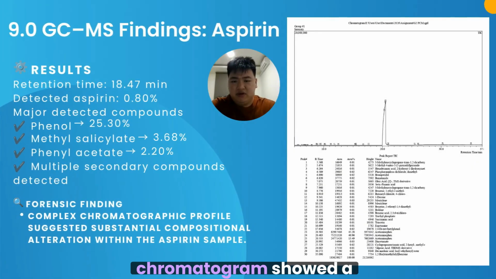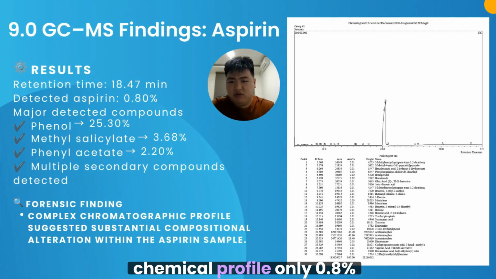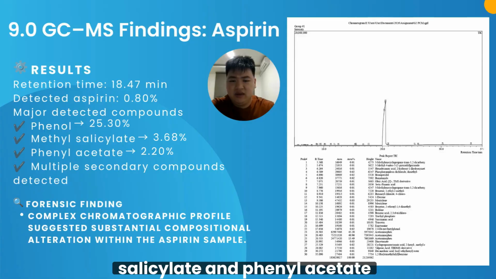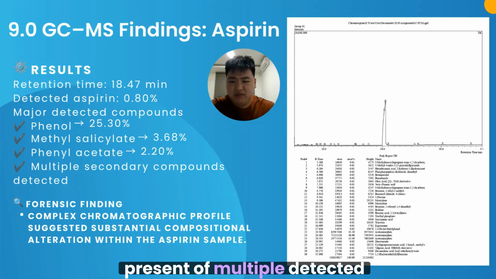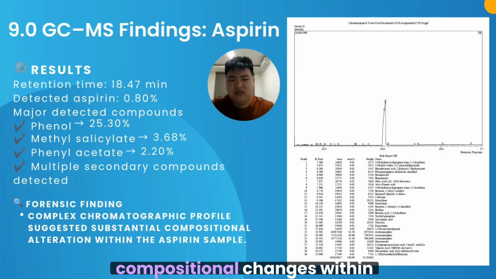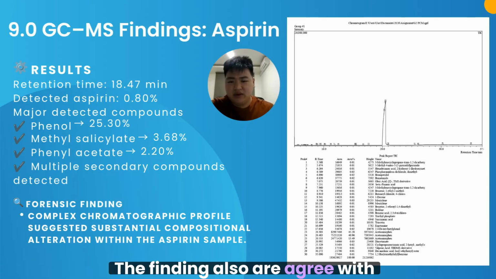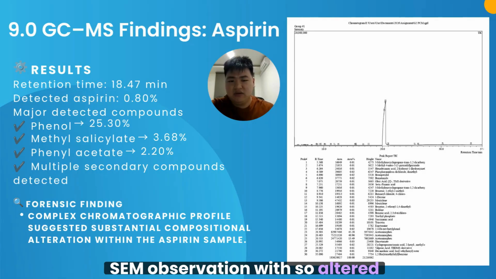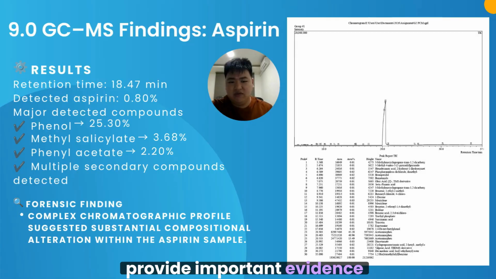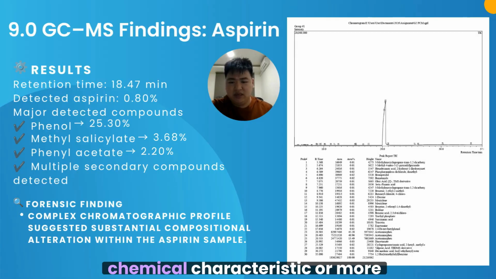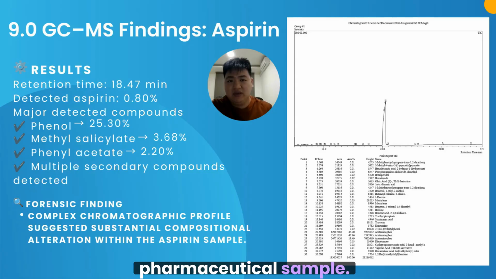In contrast, the aspirin chromatogram showed a considerably more complex chemical profile. Aspirin was detected, while several secondary compounds including phenol, methyl salicylate, and phenyl acetate were identified. Compared with paracetamol, the presence of multiple detected compounds suggests substantial compositional changes within the sample. The finding also agrees with the SEM observation, which showed altered particle morphology. Therefore, the GC-MS results provide important evidence for distinguishing the chemical character of both pharmaceutical samples.